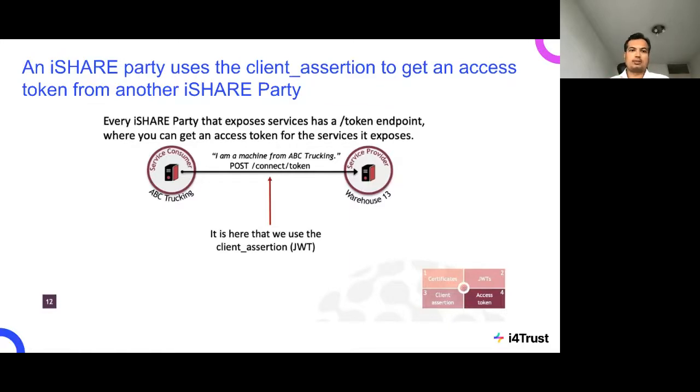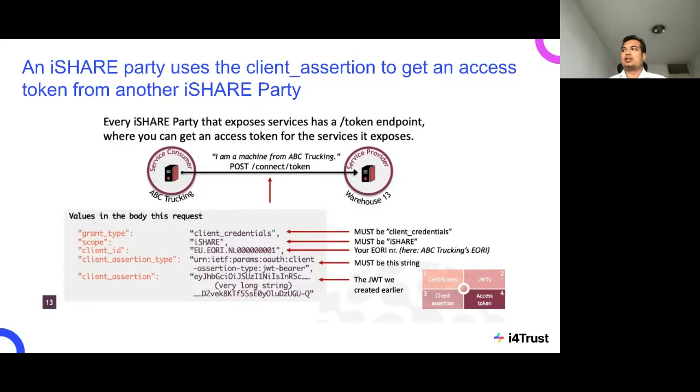Like I was explaining, the service consumer or data consumer, ABC Trucking, wants to get access to a machine at warehouse 13, which is the provider of the data. So when it is connecting, it first sends along the client assertion to the service provider. The service provider can then validate who the party is in order to establish trust, right? So now at the receiving end, to send that as a request, this is how we have specified it in the request. This is how the consumer can send it to the service provider.